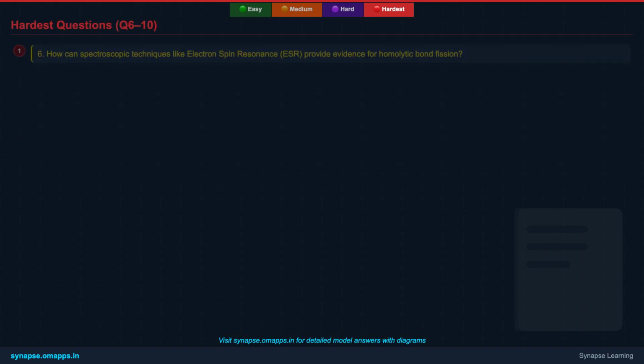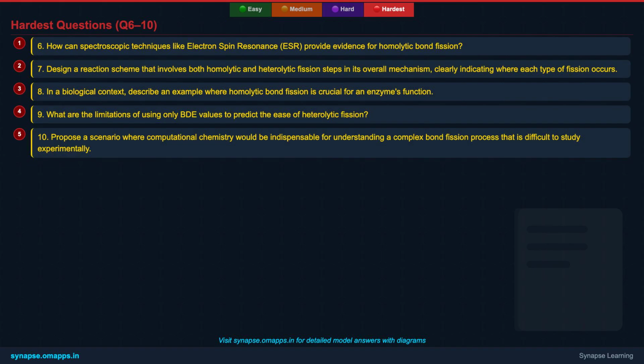Now for the final set of advanced questions. Q6. How can spectroscopic techniques like electron spin resonance, ESR, provide evidence for homolytic bond fission? Q7. Design a reaction scheme that involves both homolytic and heterolytic fission steps in its overall mechanism, clearly indicating where each type of fission occurs. Q8. In a biological context, describe an example where homolytic bond fission is crucial for an enzyme's function.